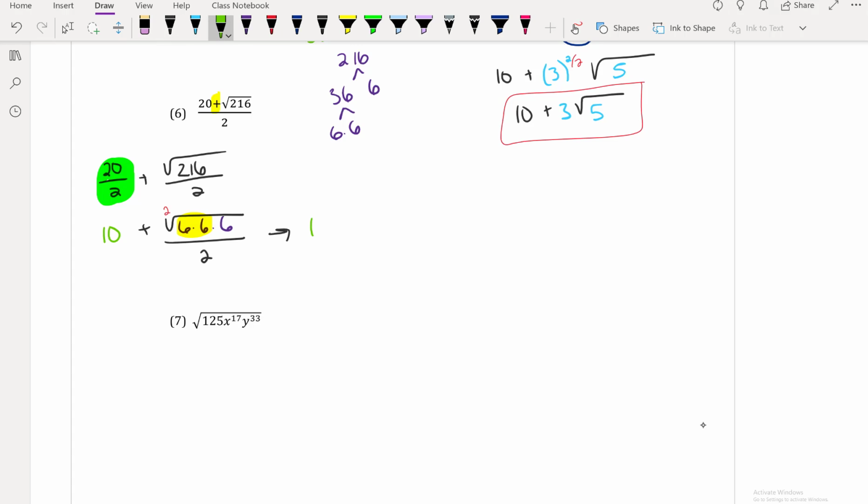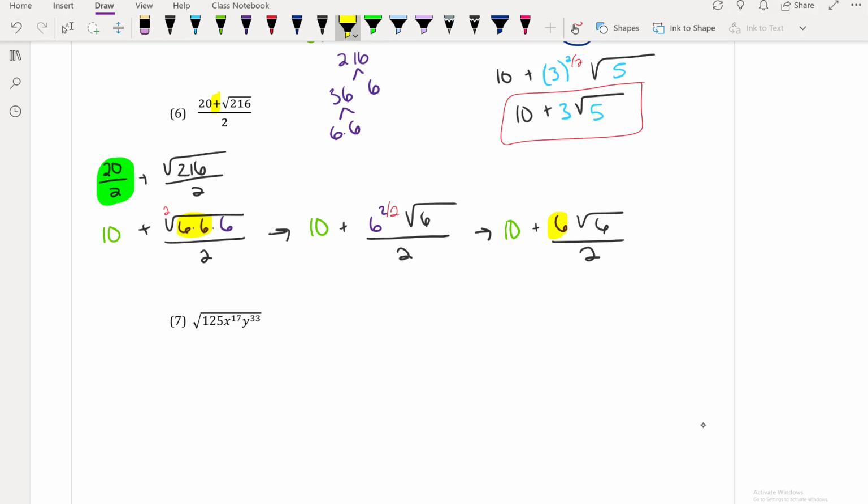So I still have my 10, that hasn't gone anywhere. And now I'm going to group that 6 squared and divide it by my index so that I still have a square root of 6 on the inside, all being divided by 2. So again, that 10 just kind of comes along for the ride. And now that 6 squared divided by 2 just becomes a regular old 6. And on the inside, I have the square root of 6, and everything is being divided by 2.